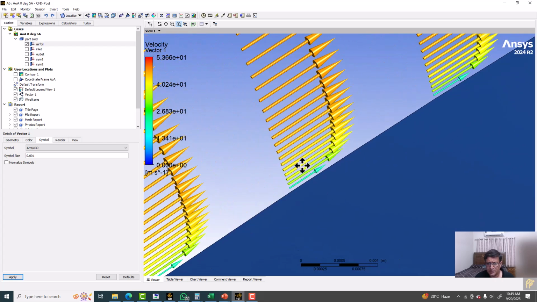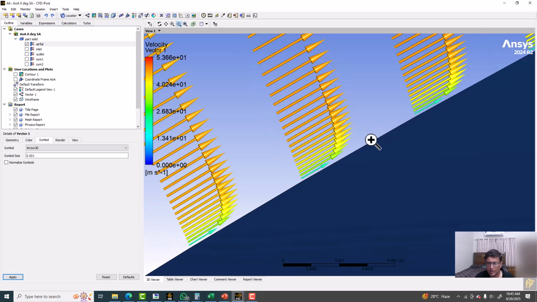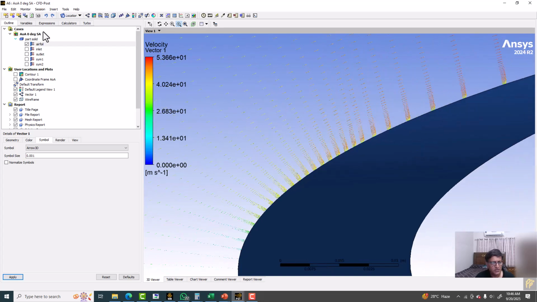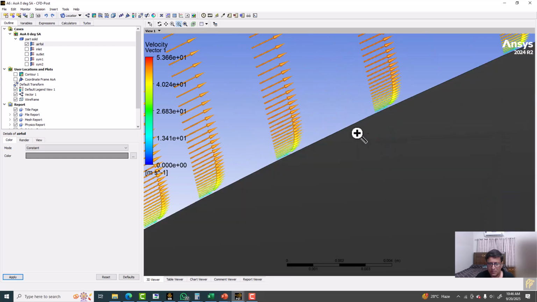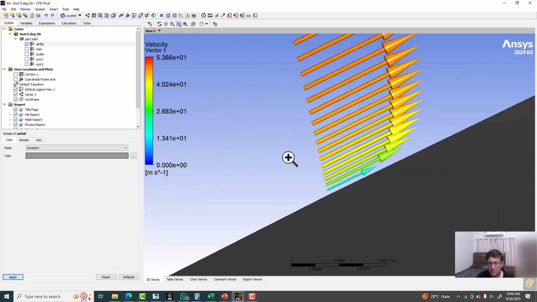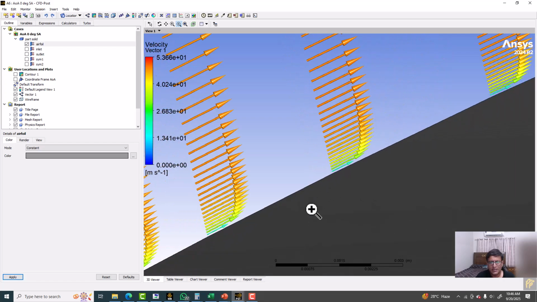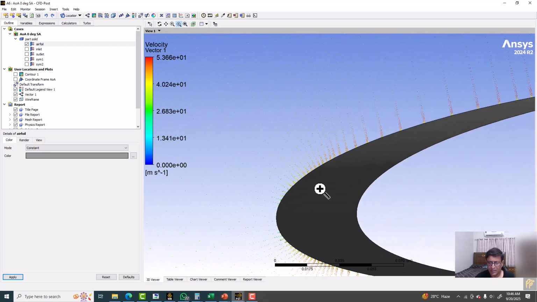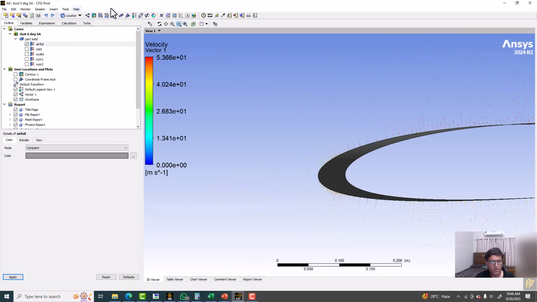Okay, here you can clearly see the development of the boundary layer on the aerofoil upper surface. Here I can change the aerofoil color as well. Let's make it gray and apply. Okay, so I think now we have completed a lot of things in this case, and you can also display path lines. You can display the contour plots, which we already did. So let's display on the aerofoil surface.